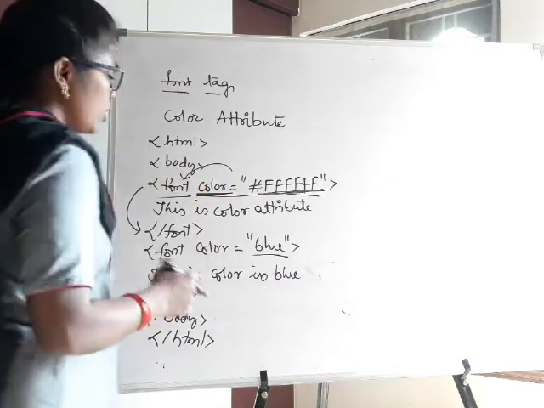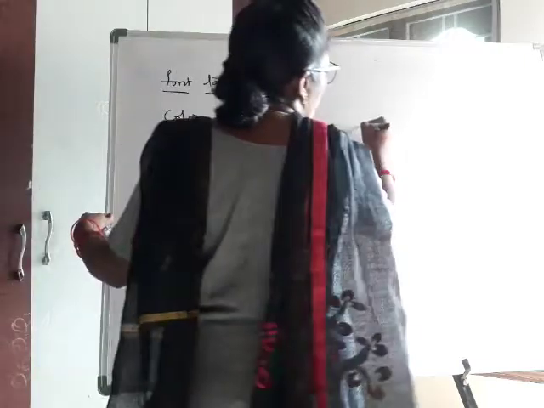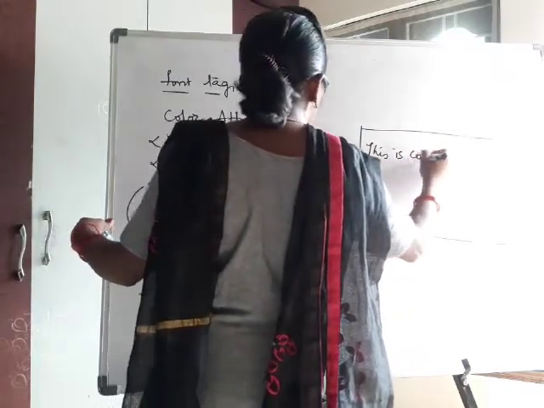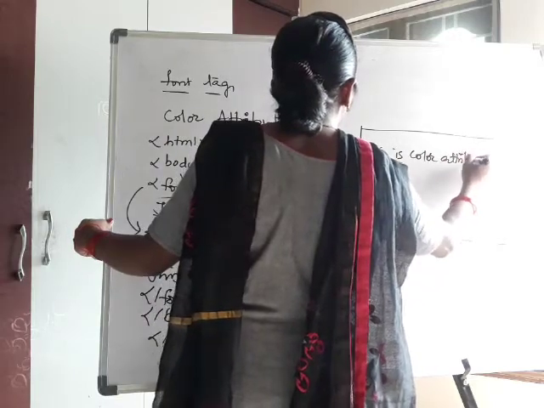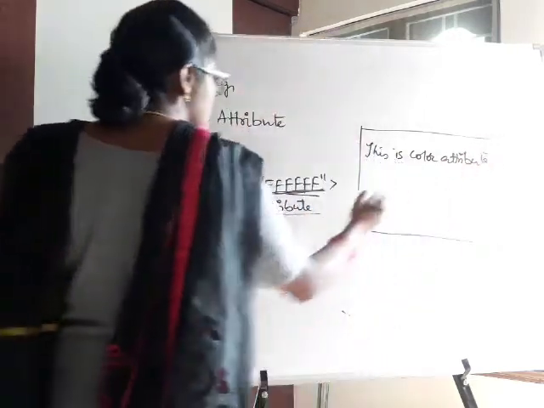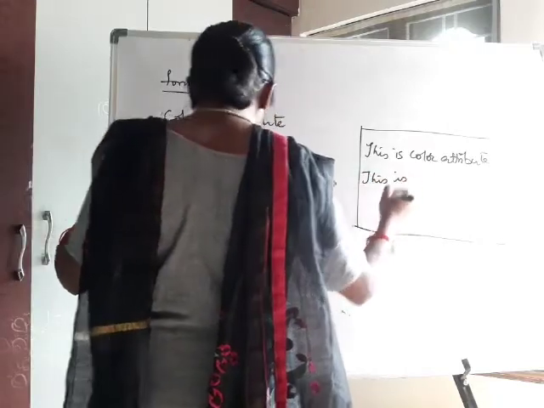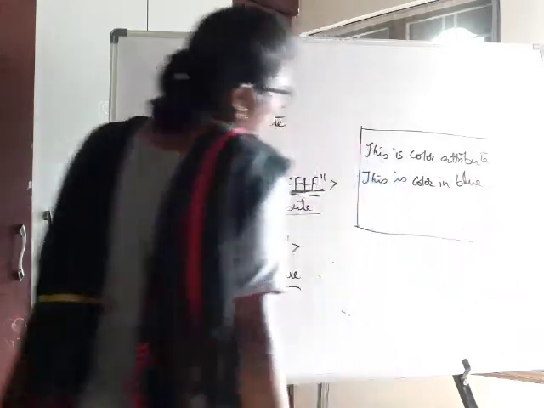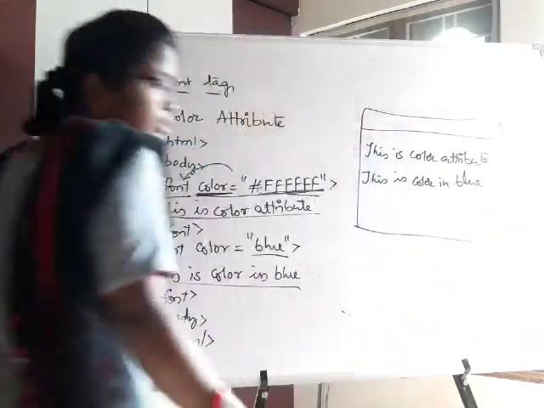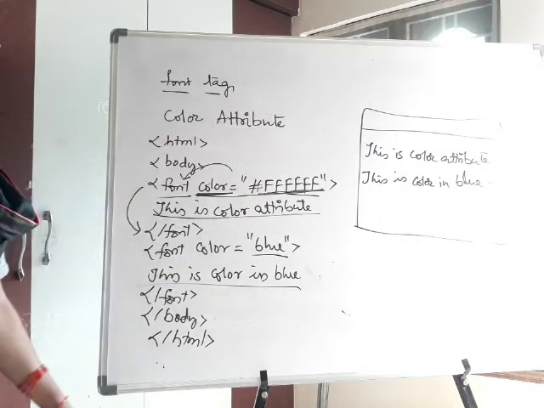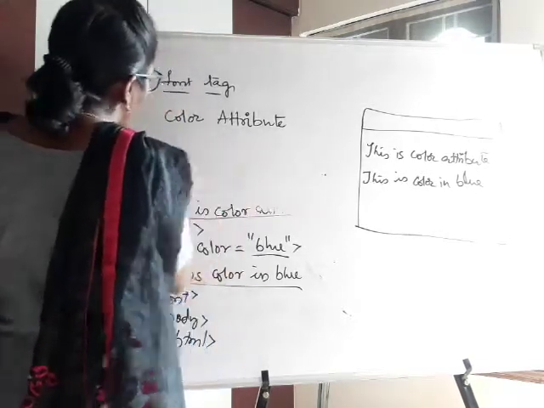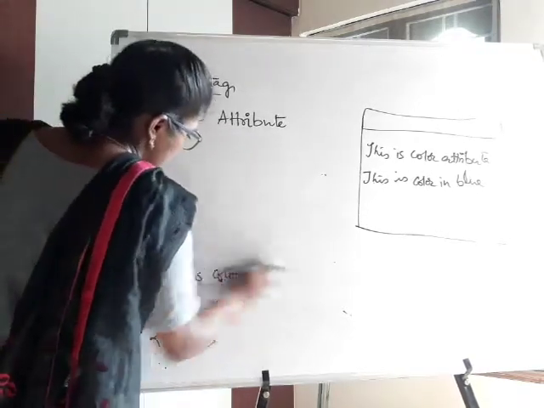Okay, so next, what will be the output for this program? So the first line will be shown in black color. This is color attribute, whereas this text is color in blue. Okay, I have not used any title tag, so there won't be any title here. Hope you have understood.